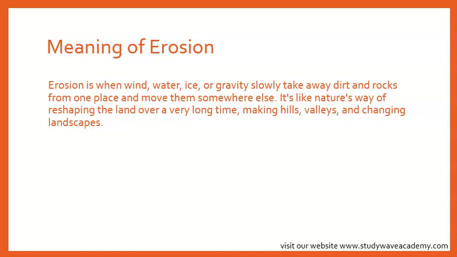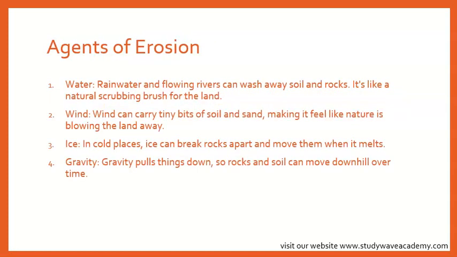Good. We're going to be looking at agents of erosion. Agents of erosion. Water. Rainwater and flowing rivers can wash away soil and rocks. It's like a nature scrubbing brush for the land. So rain and flowing rivers act like a gentle artist, washing away bits of soil and rock. Okay?